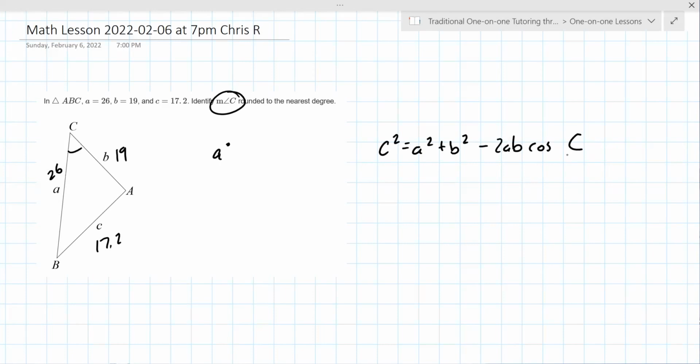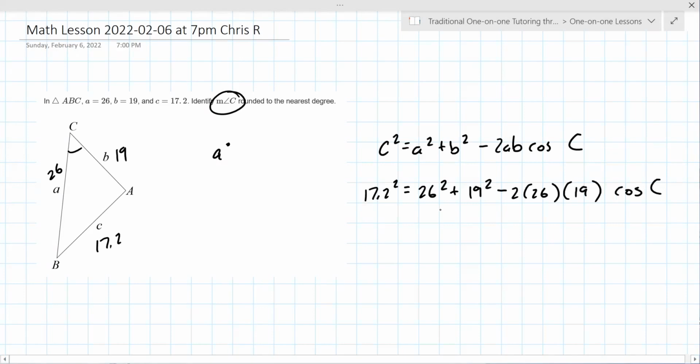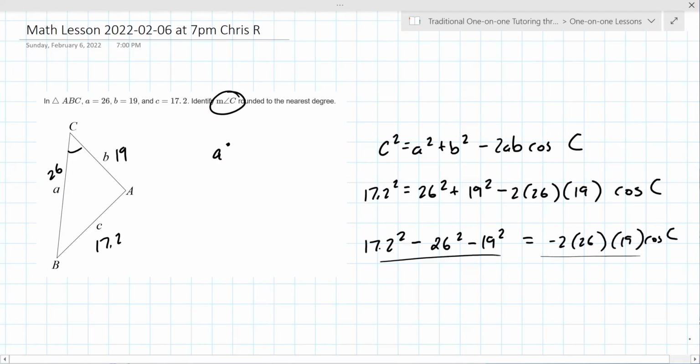So we have everything except for big C. So it's 17.2 squared equals 26 squared plus 19 squared minus 2 times 26 times 19 cosine C. First thing you do is you subtract these numbers over. So you get 17.2 squared minus 26 squared minus 19 squared equals -2 times 26 times 19 cosine big C. And then you divide both sides by that.